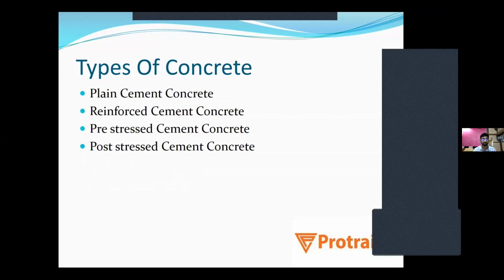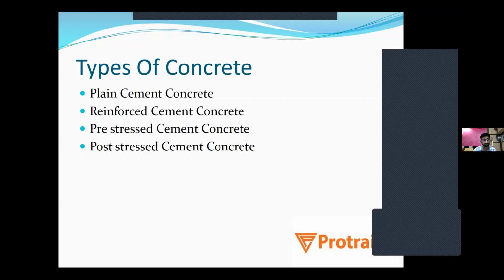So there is plain cement concrete, there is reinforced cement concrete, there is pre-stressed cement concrete, there is post-stressed cement concrete. So how can we classify where we have to provide a particular concrete? If you want to prepare a bed for commencing a structure, then that particular bed is made from plain cement concrete, as the name of this concrete itself says, it is plain.